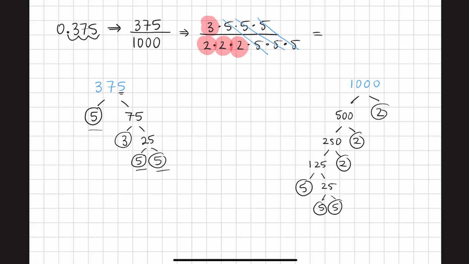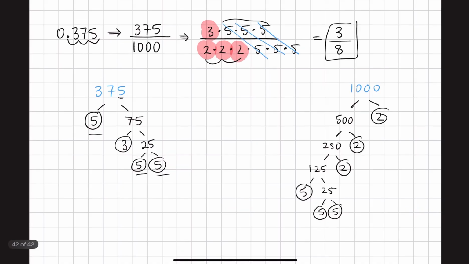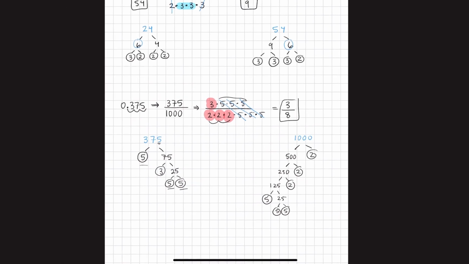So I'll then just multiply them back together. 3, with nothing else, just stays as 3. And 2 times 2 times 2 is 8. So 0.375 converted into a fraction is 375 thousandths. Simplified, it's actually just 3/8. That's crazy. And I found that out by doing prime factorization.